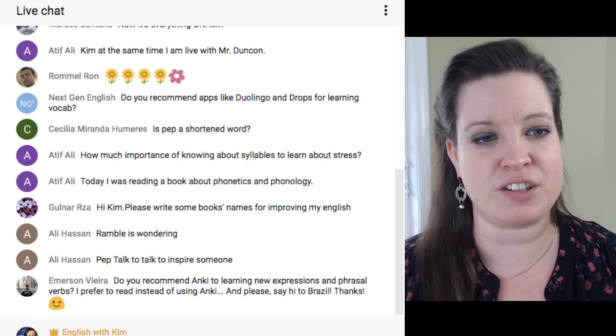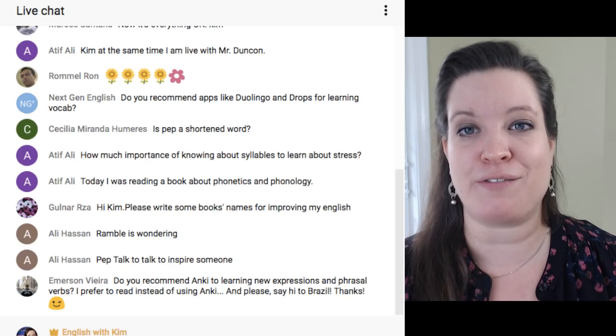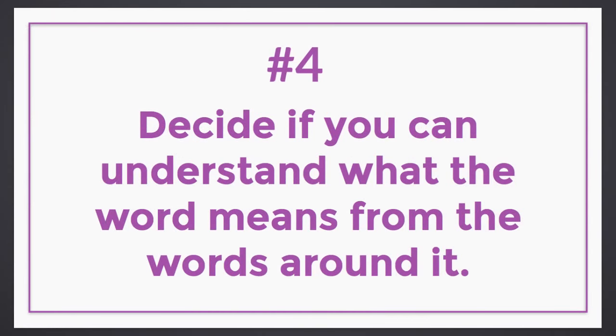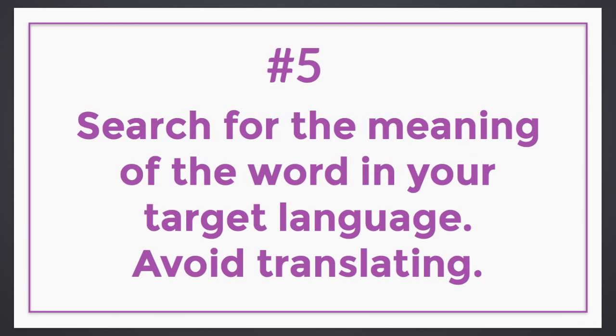So let's talk a little bit about how we can discover this language. All right, let's go back to the slides. So decide if you understand what the word means from the words around it. You can decide at home. Okay, so way number 5 to improve your vocabulary is to search for the meaning of the word in your target language.